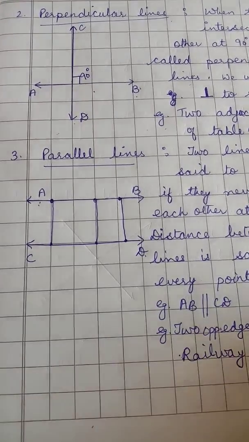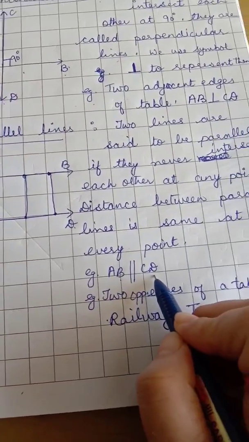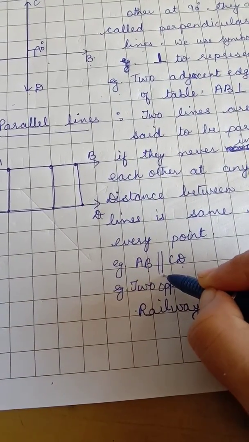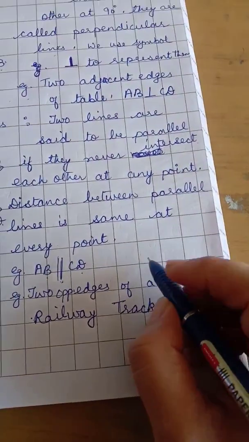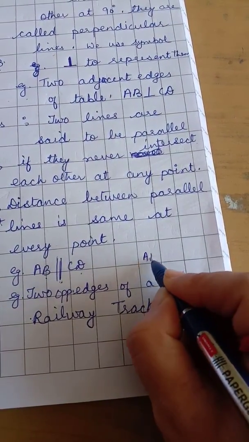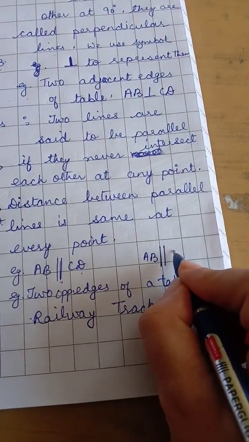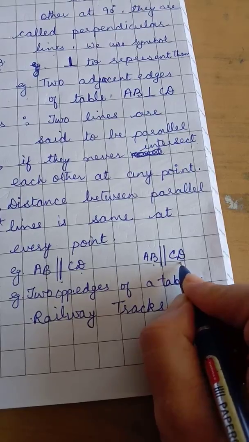How do we represent these lines? First line is AB, second line is CD. We draw two lines parallel to each other, the double vertical sign. This is AB, put the parallel sign, then CD. It means AB is parallel to CD.